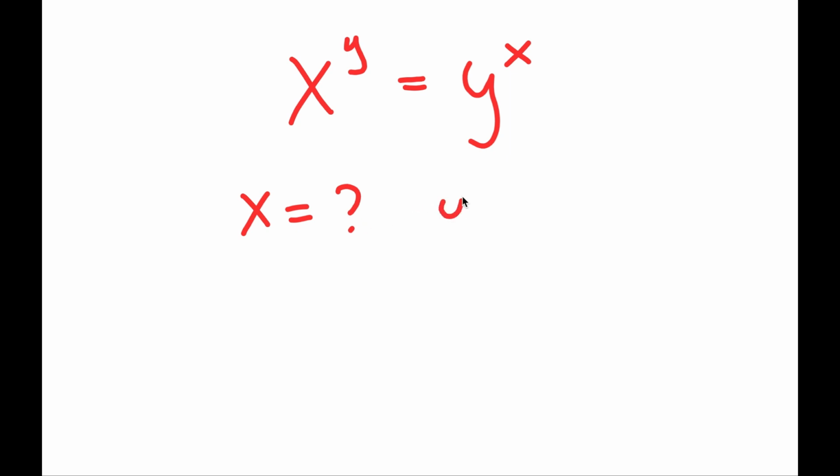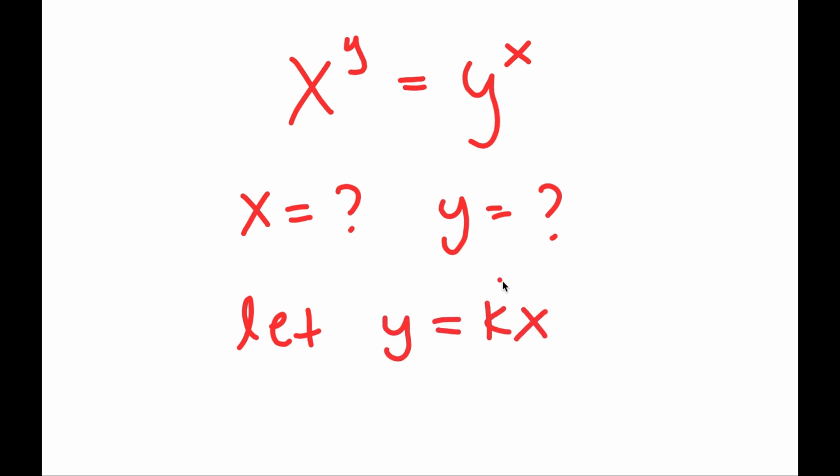Alright, so in this video, I'm going to solve the equation x to the power of y is equal to y to the power of x. So I want to find both of the values of x and y. And there could be multiple solutions to this. So to solve this, I'm going to first let y equal to k times x, k being a constant, so k can be any number.